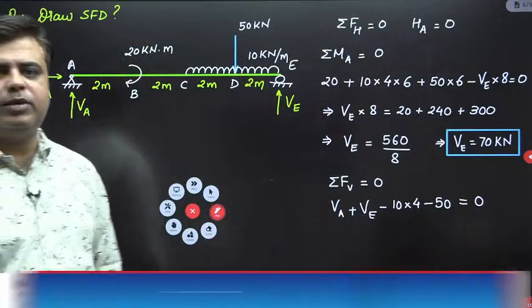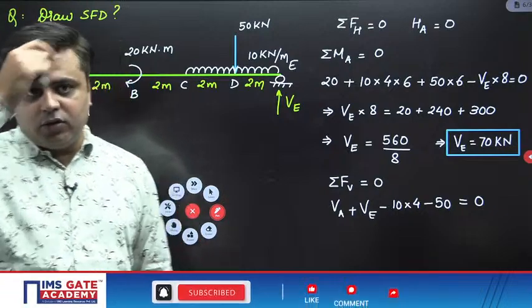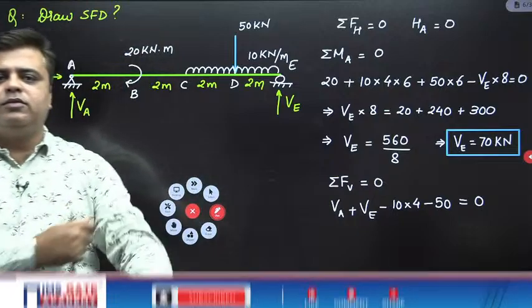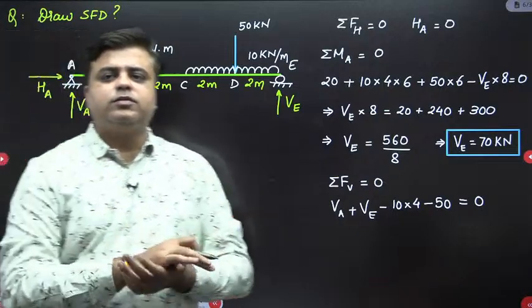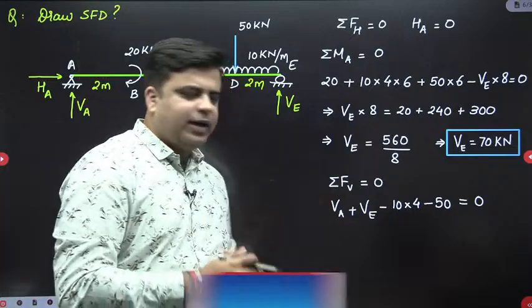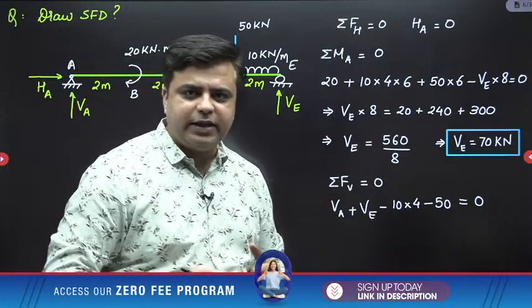Very good, Harshita ma'am. 70 is the correct answer. All of you just quickly calculate this. I want VA. Please calculate this quickly. I want the value of VA. Show some energy, show something, right?